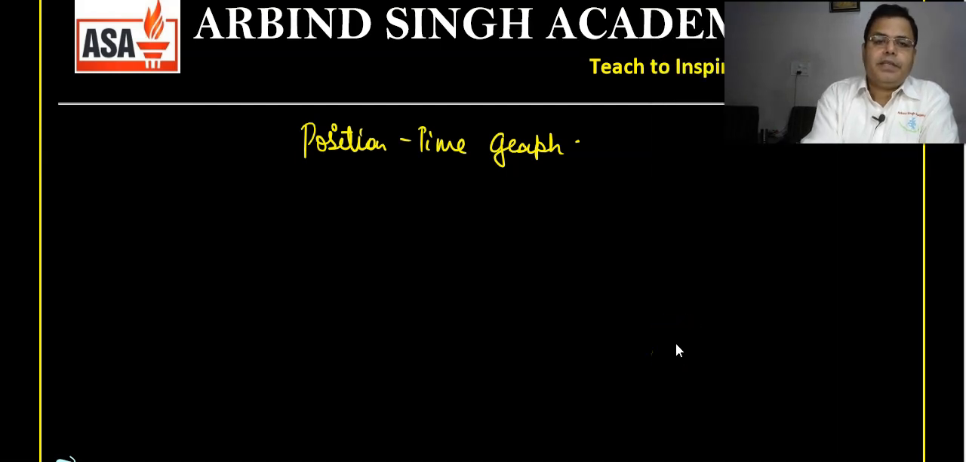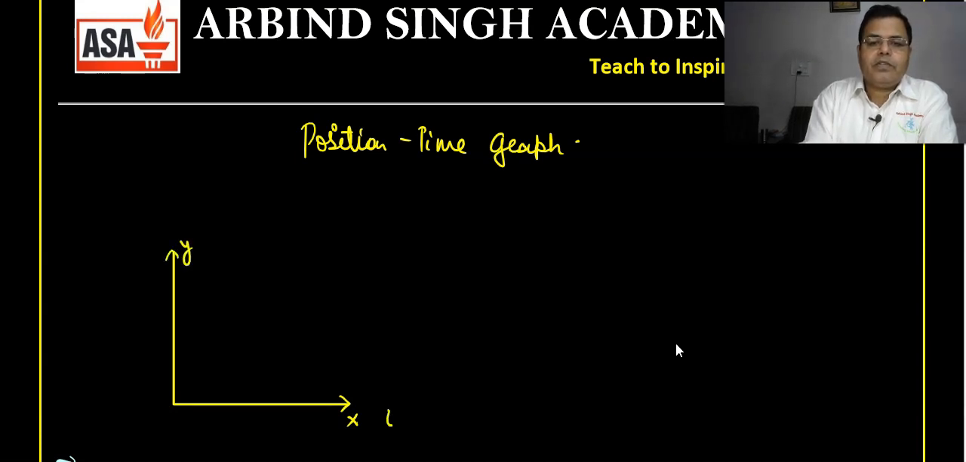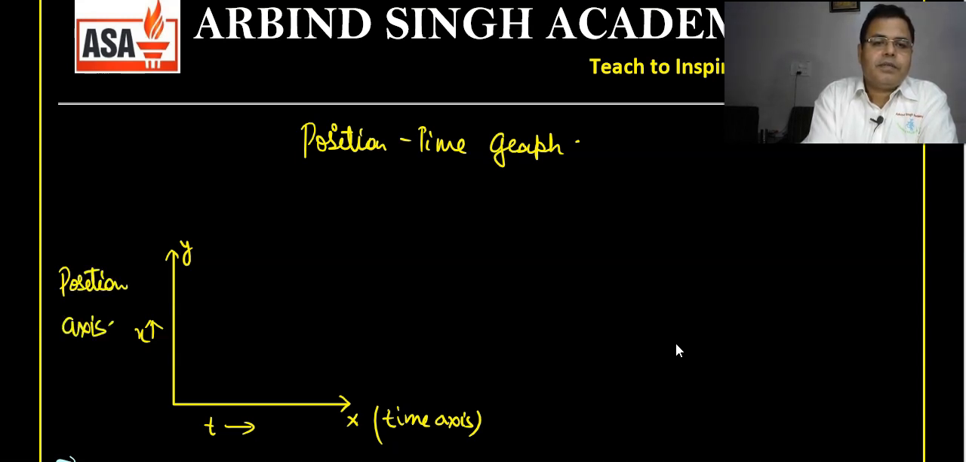So here, this is the time axis, say this is the x axis, and this is the y axis. The x axis is also called the time axis because it represents time. Time is represented in this direction, and position is represented in this direction along the y axis. So this is also called the position axis. Time is measured in seconds and position in meters.